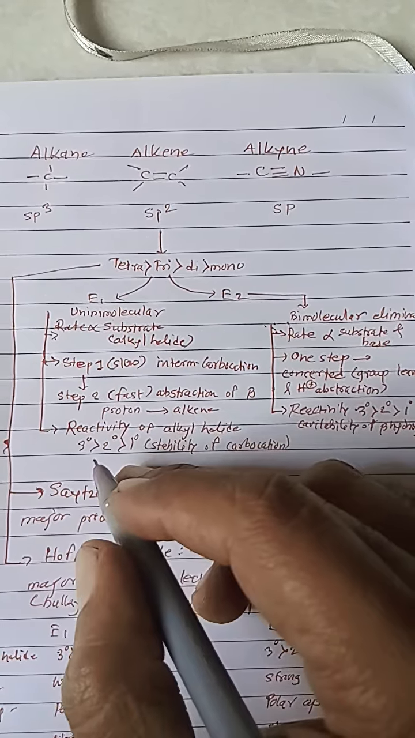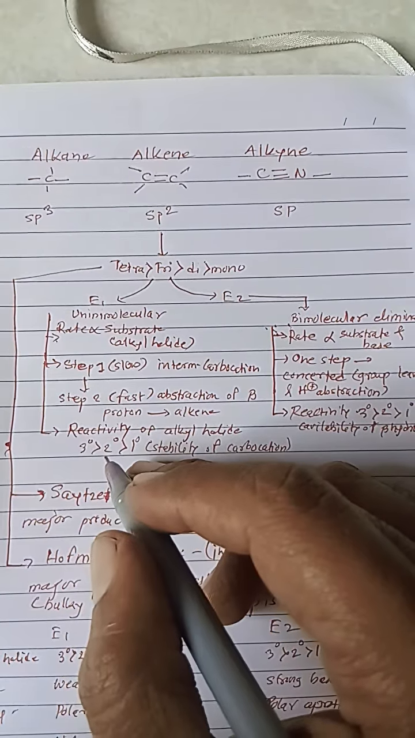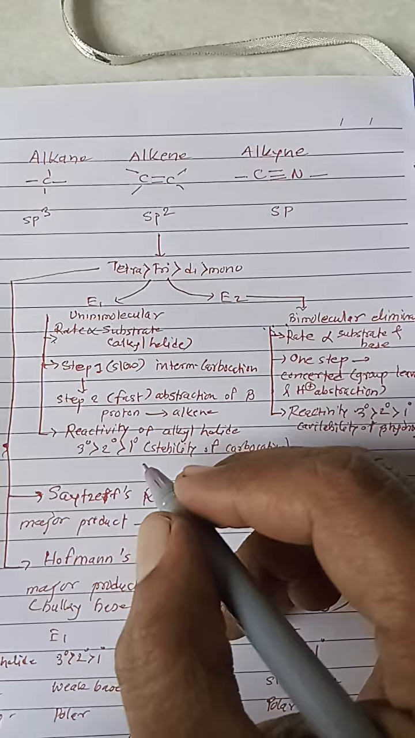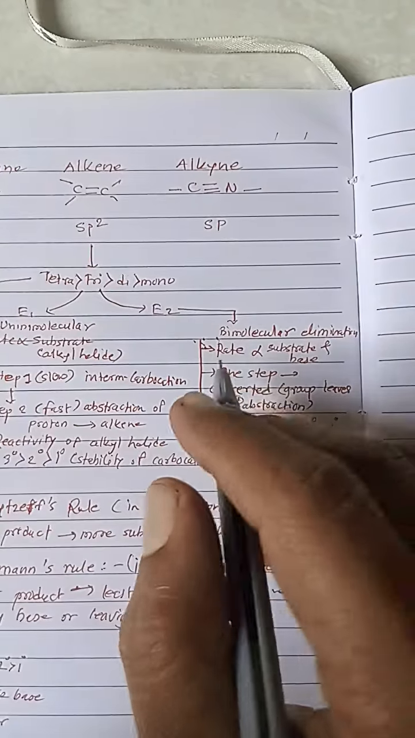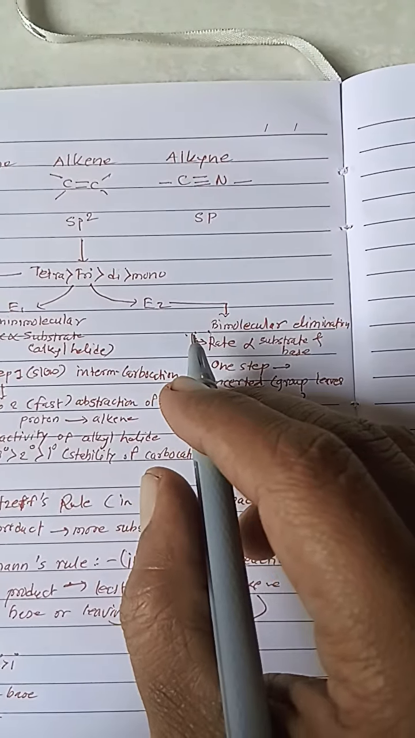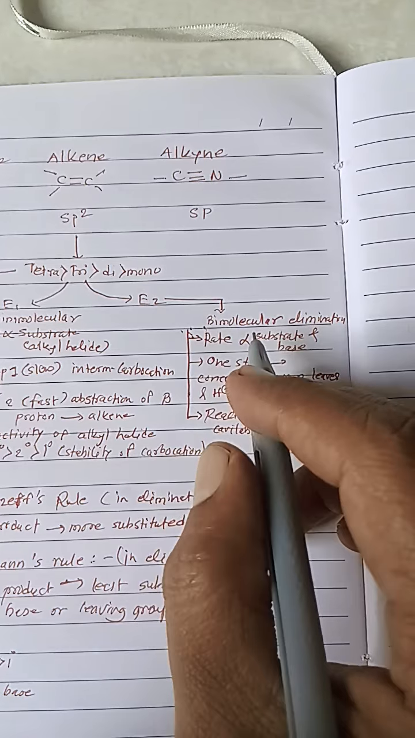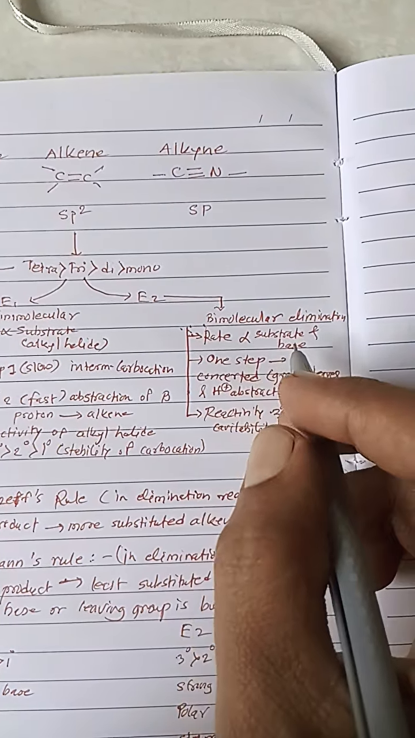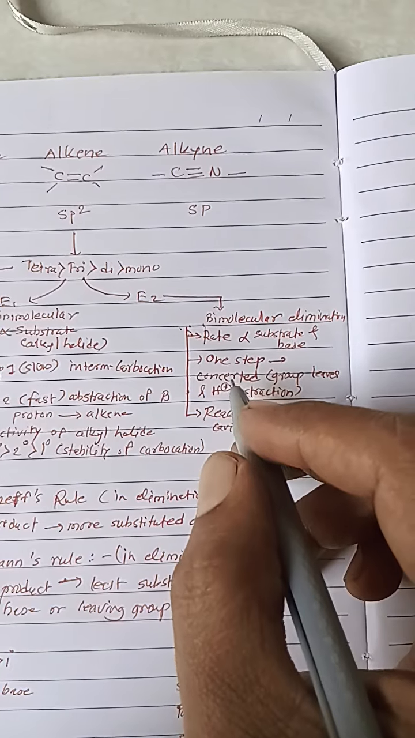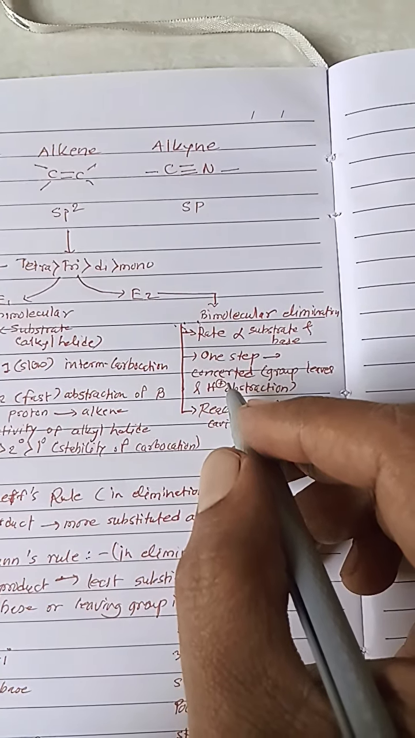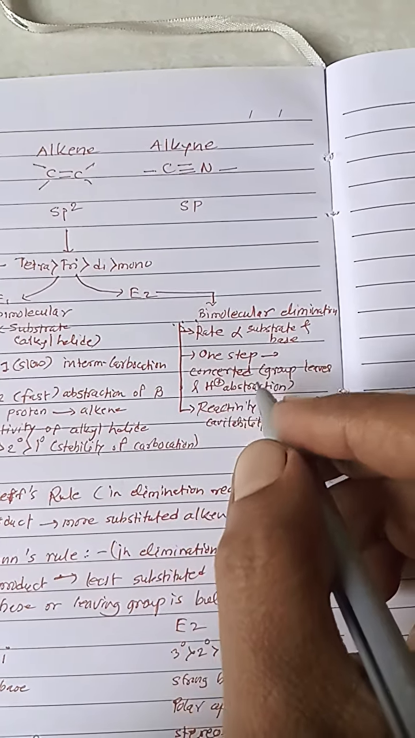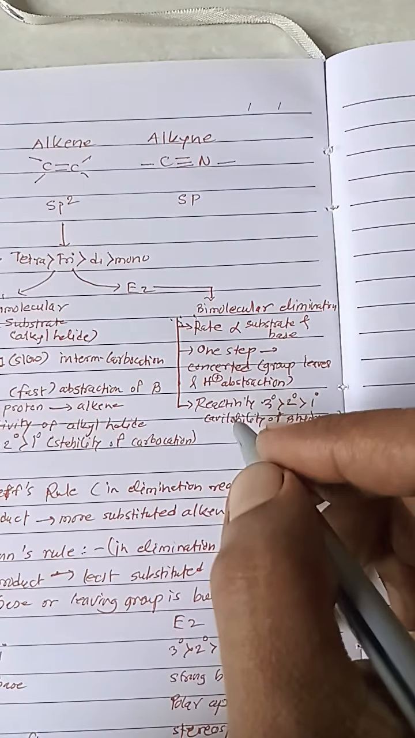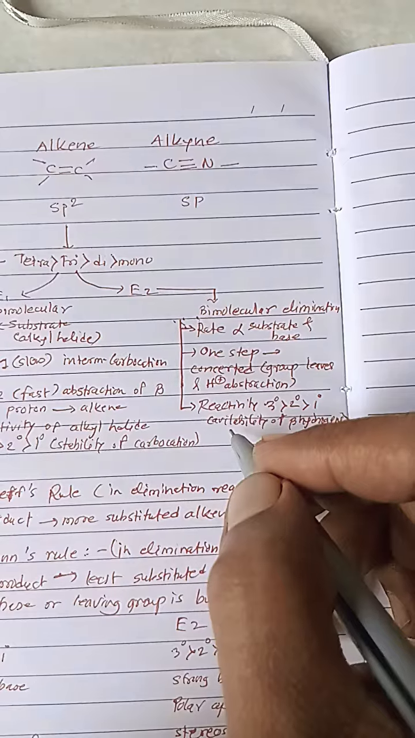The reactivity is that a tertiary alkyl halide is more reactive for formation of this alkene than secondary, which is more reactive than primary. The second mechanism is the E2 mechanism, bimolecular elimination, where the rate depends upon the substrate and the base. This is a one-step mechanism, also known as concerted, where the leaving group leaves and the proton is abstracted simultaneously. Reactivity is similar.